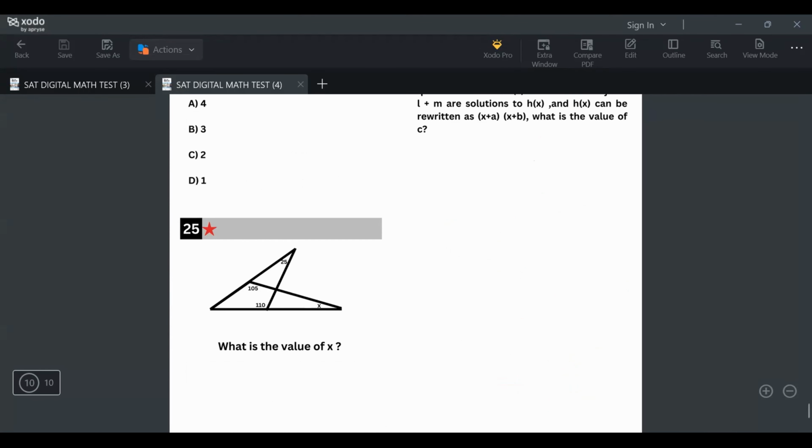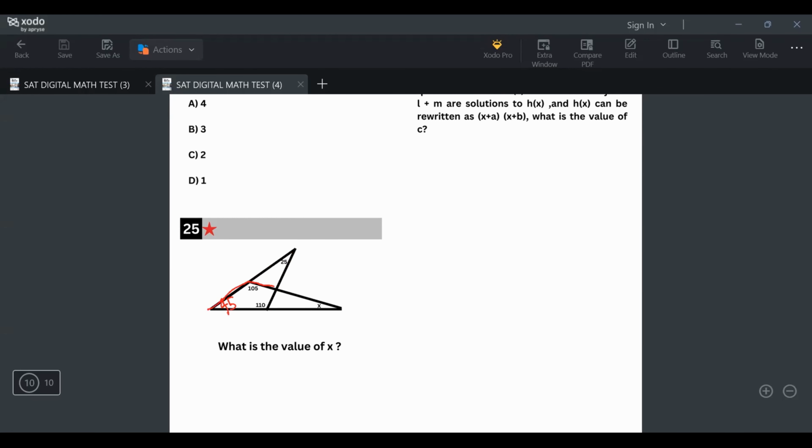So what is the value of x? It's asking you for the value of x, and you are given two intersected triangles, okay? Now, you can split these triangles like that. So this angle here is equal to 110, that is equal to 25. So 180 minus 110 is equal to 70, minus 25 is equal to 45, okay? And then let me clear that. We know that this angle is equal to 45.